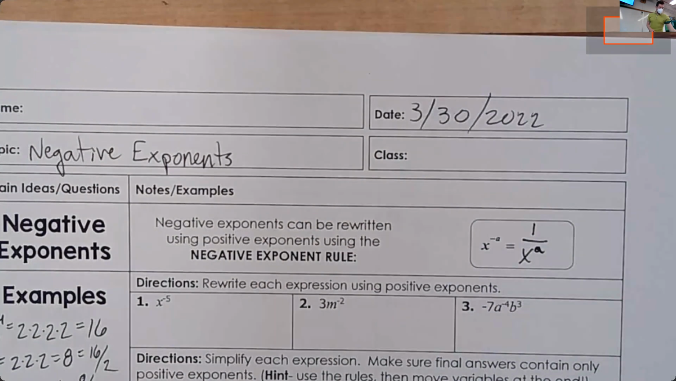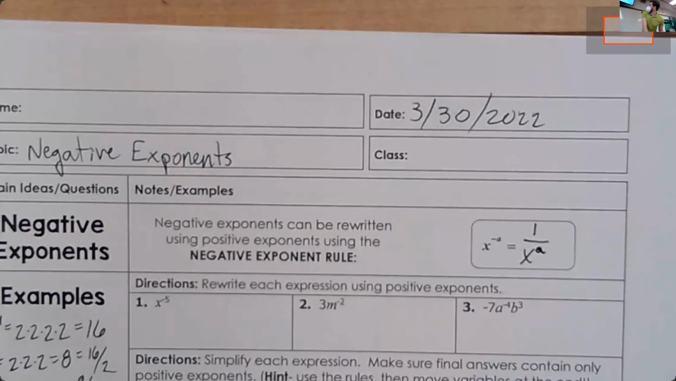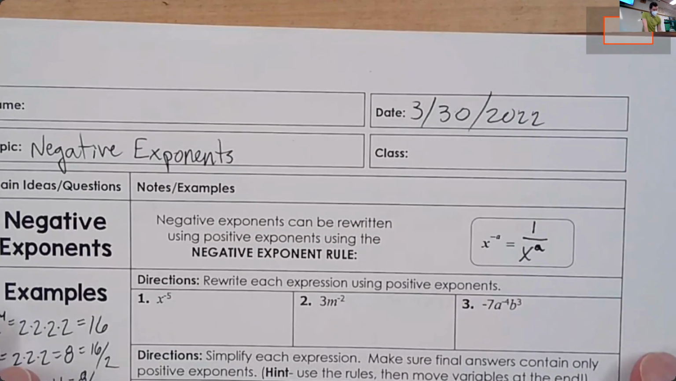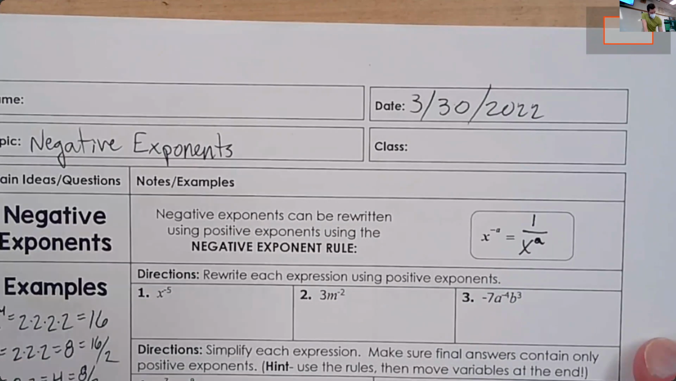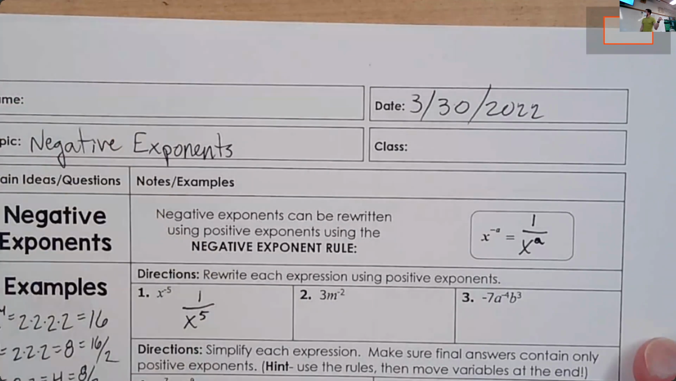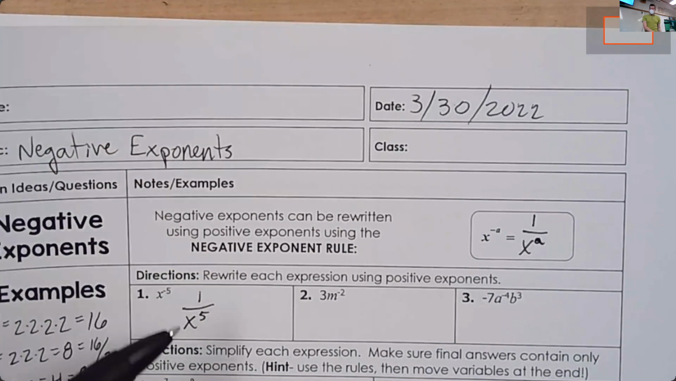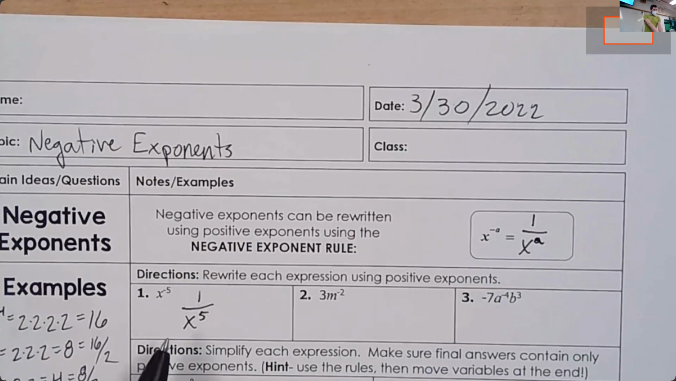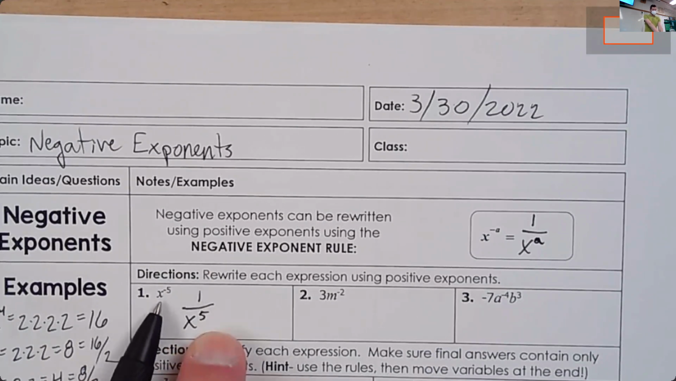For this first one, let's just go ahead and write this one. x to the negative 5th power is going to be equal to 1 over x to the 5th power. So you just put the variable and the exponent in the denominator, put a 1 over it because there's nothing else in the numerator except for 1. And the x itself doesn't change in any way whatsoever. The variable stays exactly the same. The only thing that changes is your exponent goes from a negative to a positive, moving it from the numerator to the denominator.